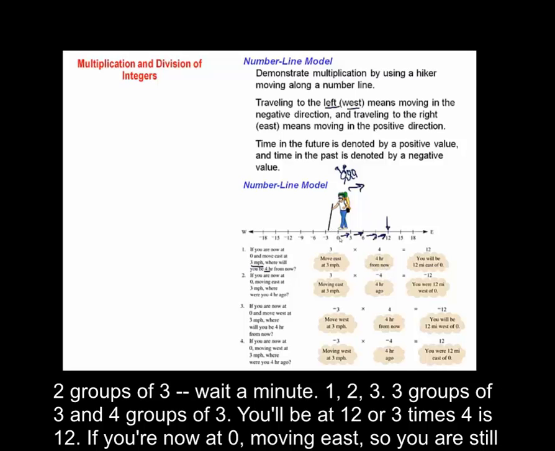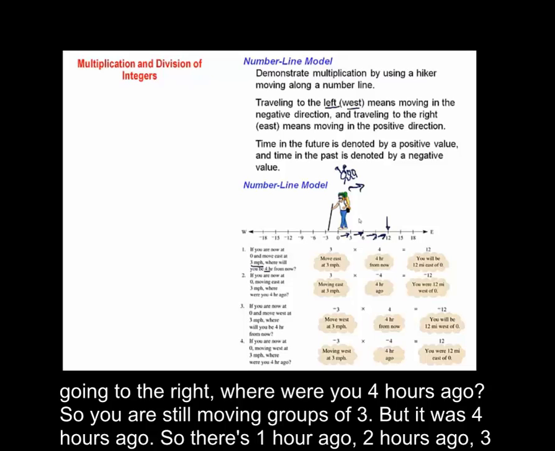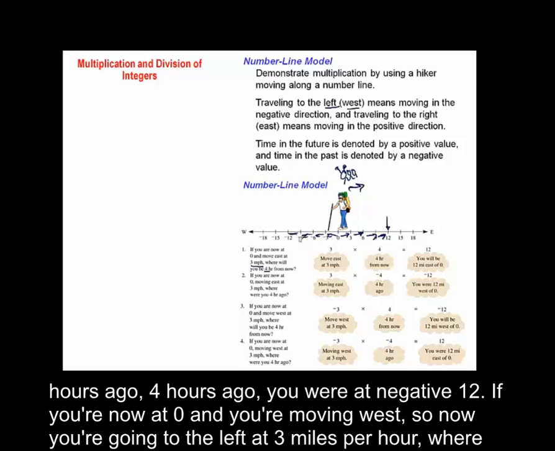If you're now at 0, moving east, so you're still going to the right, where were you 4 hours ago? So you're still moving groups of 3, but it was 4 hours ago. So there's 1 hour ago, 2 hours ago, 3 hours ago, 4 hours ago. You were at negative 12.